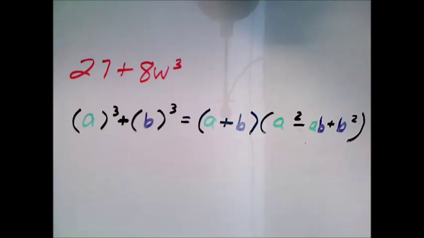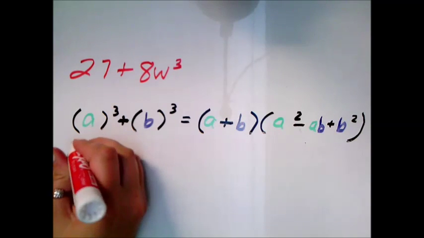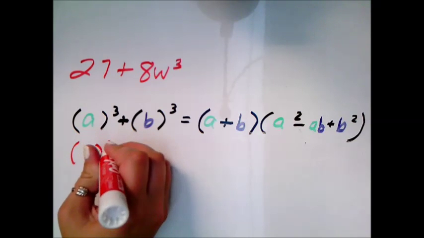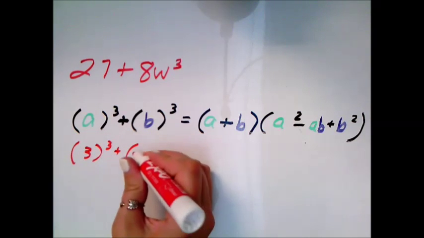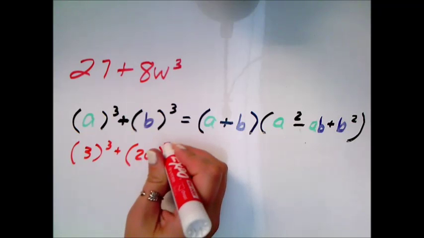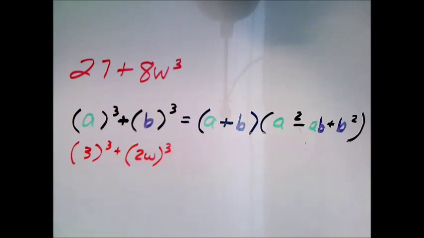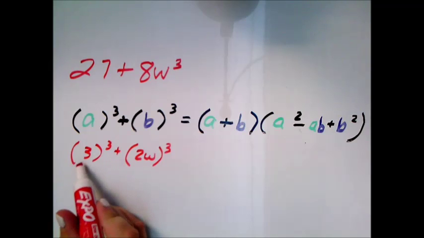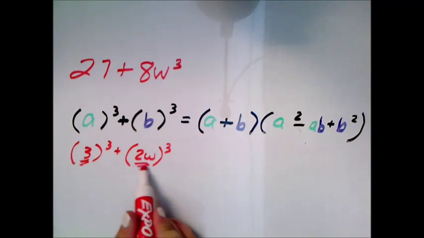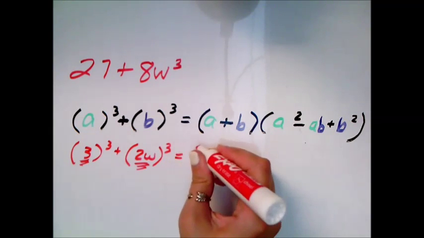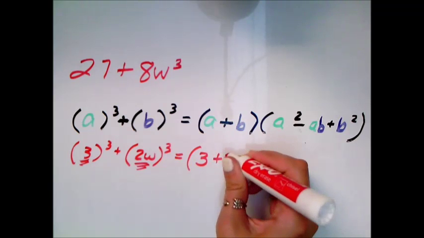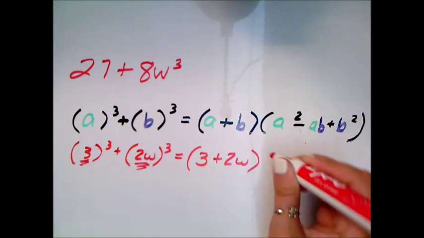Okay, so in this one, 27 is the same as 3 to the third. And then 8 is the same as 2 to the third. So picture that whole term is to the third. So 2w to the third would be 8w to the third. So now we can just decide everywhere where there's an a, we'll put a 3. And everywhere where there's a b, we'll put a 2w. So this will be 3 plus 2w, so a plus b.